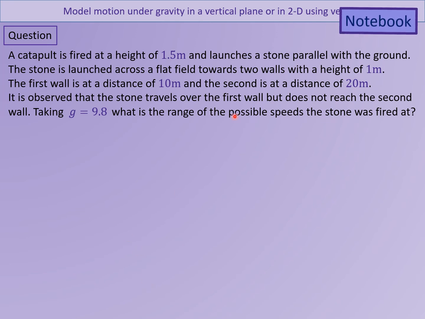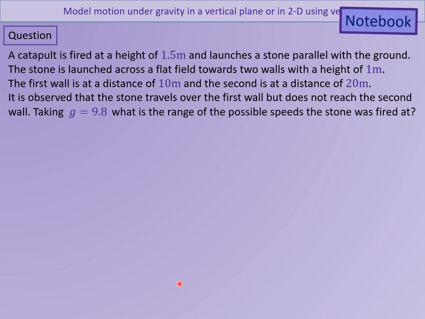Right, what happens to that stone then? So on its way down, it's being launched into a flat field. That's important. So it's not bumpy, it's not got different heights, it's a flat field. It travels towards two different walls. Both of them are a height of 1 meter. So you've got two 1 meter high walls. The first wall is 10 meters away.